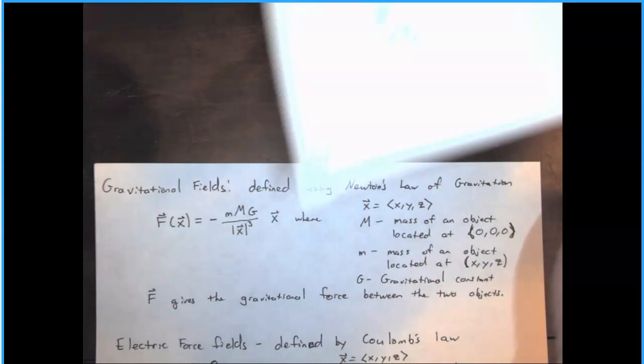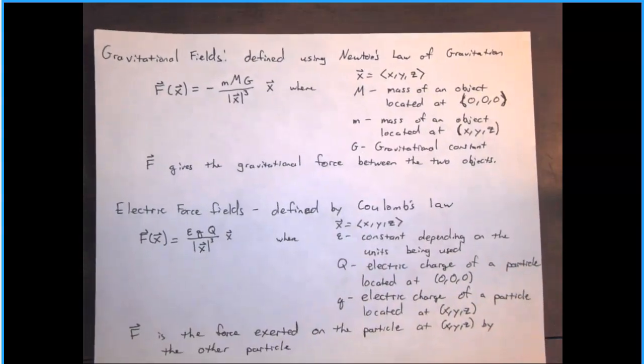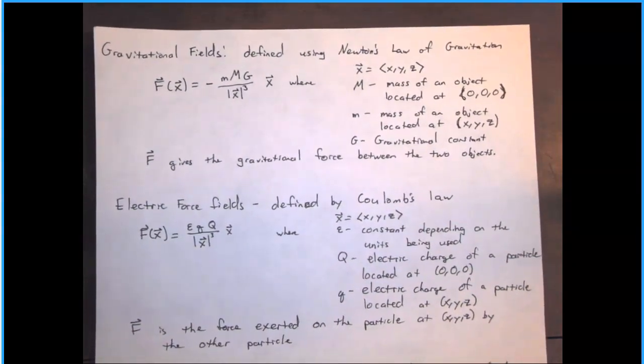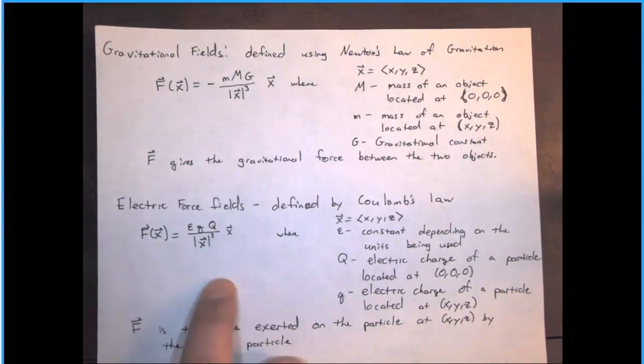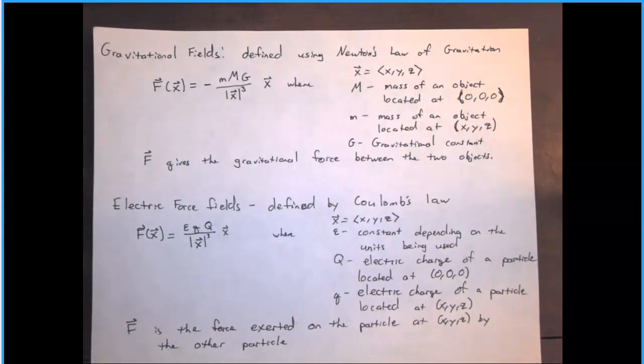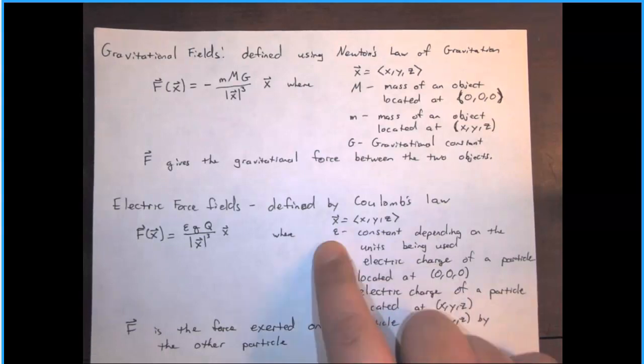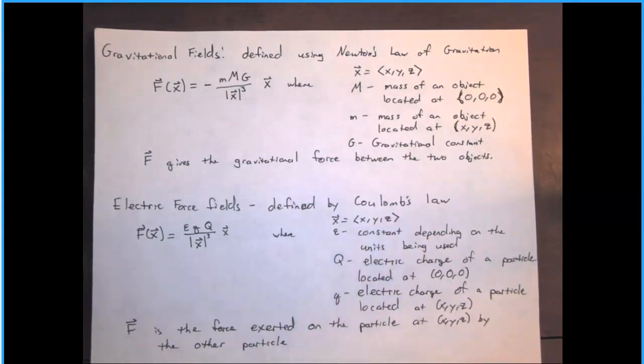Okay. There's also electric force fields, defined by Coulomb's law, and it looks pretty similar. Here we have some epsilon lowercase q capital Q over the magnitude of x cubed times x, where again x is a 3-dimensional vector. Epsilon is some constant that changes depending on what units you're using to describe your electric force field. Capital Q is the electric charge of a particle at the origin. Lowercase q is the electric charge of a particle located at x, y, z, where your input is pointing. And F tells you the force exerted on the particle at x, y, z by the particle located at the origin.